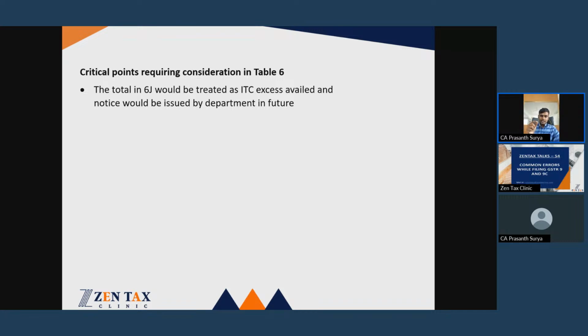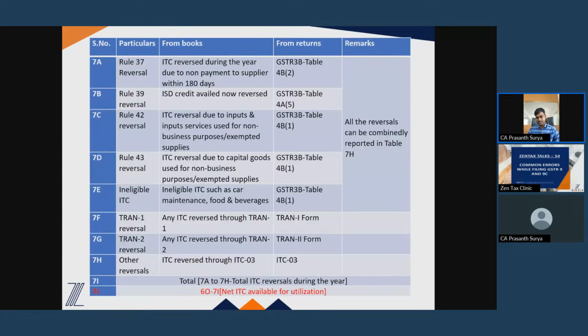So in table 6G, if there are any differences, the department would definitely ask the reason for the differences. You should substantiate it by saying that table 4D1 has the same difference. Therefore, the reclaimed ITC only we have given here, that we can definitely prove to the satisfaction of the department. From the limited interaction we have already had with the department for the earlier years, at least for financial year 22-23, we are able to prove that we have done the right thing, and we could ensure that there are no additional liabilities in this regard.